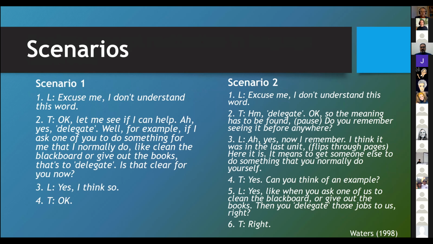Okay, so this is the first scenario. Look at the second one. Excuse me, I don't understand this word. Delegate, okay, so the meaning has to be found. Do you remember seeing it before anywhere? Oh yes, now I remember. I think it was in the last unit. Flip through the pages. Here it is. It means to get someone else to do something that you normally do yourself. Can you think of an example? Yes, like this. So you see that. Take these two scenarios, please, and look at this picture.